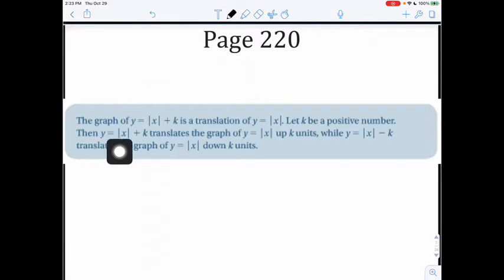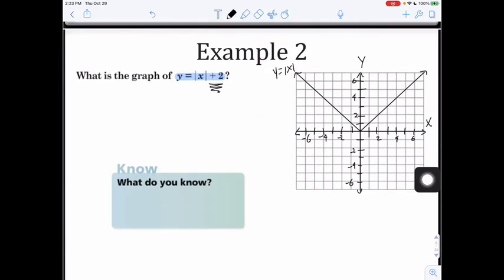Then y equals the absolute value of x plus k translates the graph of y equals absolute value of x up k units, while y equals the absolute value of x minus k translates the graph of y equals the absolute value of x down k units. So in example 2, it says, what is the graph of y equals the absolute value of x plus 2?